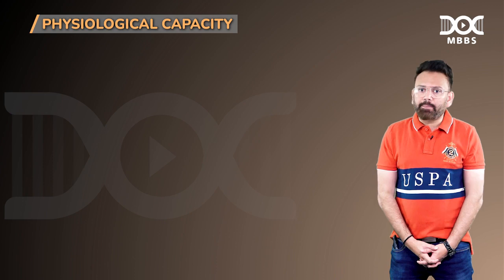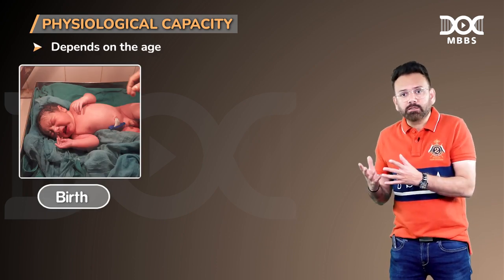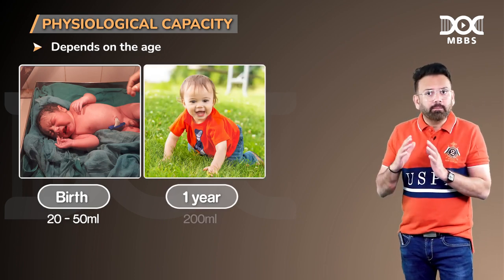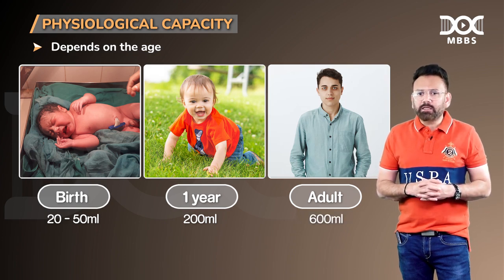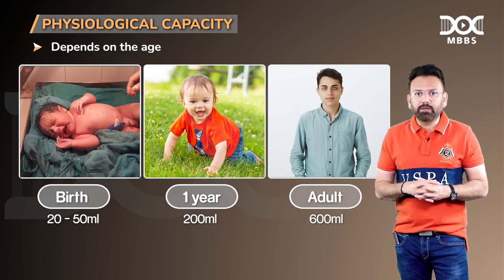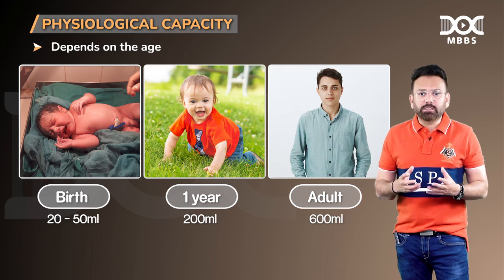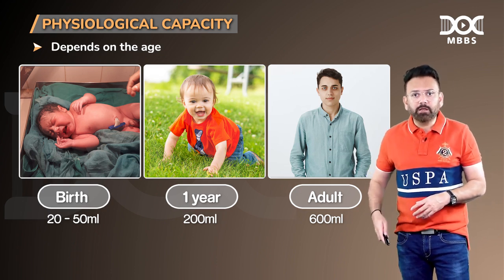Now if someone asks you what the physiological capacity is, it depends on the age. For example, at birth it is only 20 to 50 ml. At the age of 1 year it becomes 200 ml, then in an adult 600 ml. But if you ask the anatomical capacity, it can carry 1 liter, but it never carries 1 liter. It is only anatomical. Physiologically, an adult usually has 600 ml of urine in it. This is the physiological capacity of the bladder.